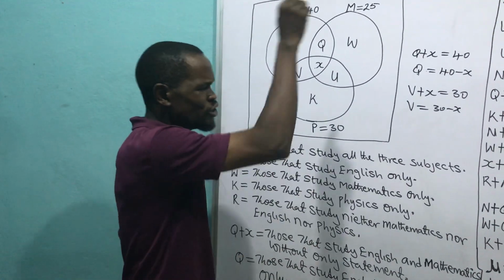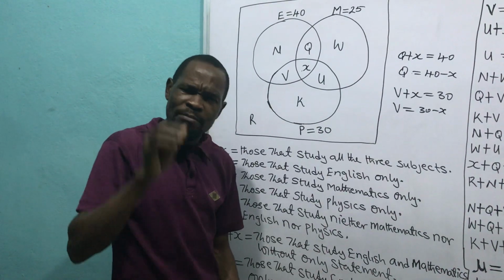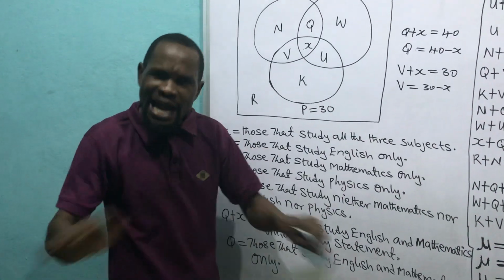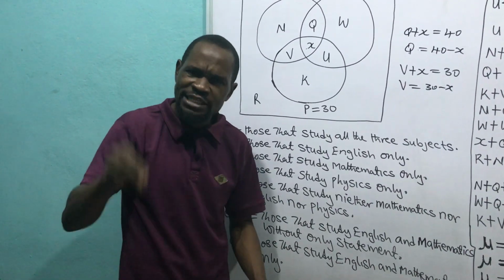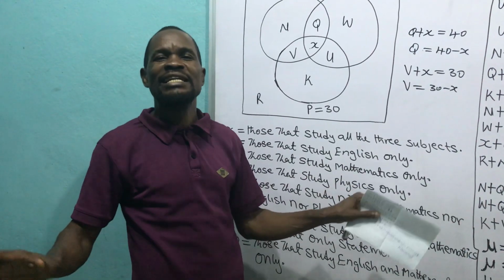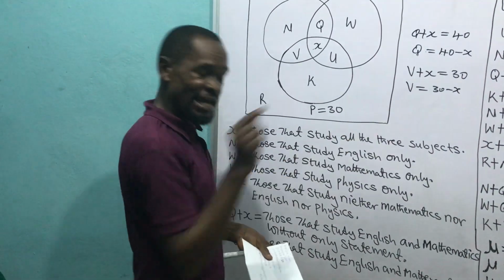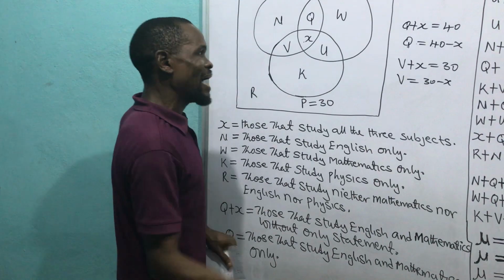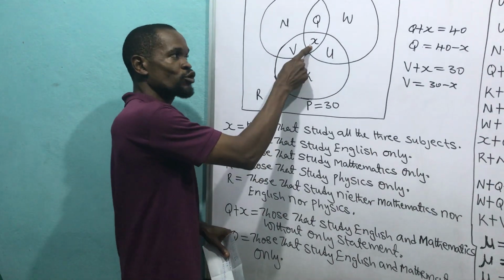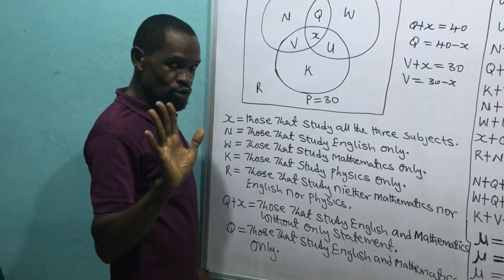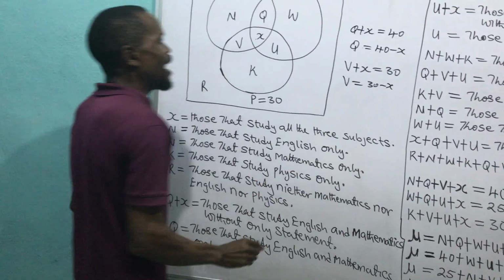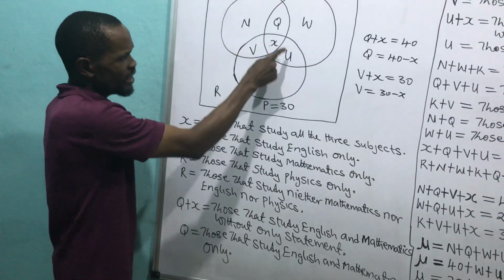But when I said those that study English and mathematics are 30, that's 30 studying English and mathematics, and my statement in there is without only. I didn't attach only. It implies that I'm talking about V plus X. Understood? Cool. Then now, I come back to this one.